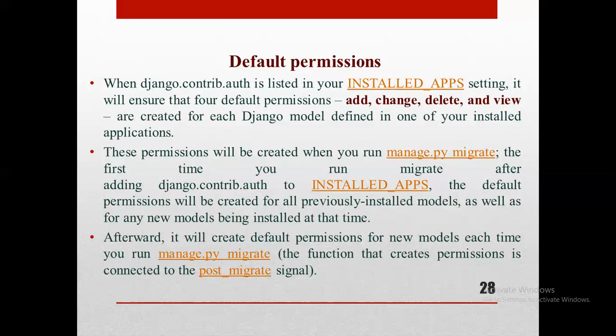Afterward, it will create default permissions for new models each time you run manage.py migrate. Whenever we run this command, it will set default permissions for new models that we are going to install. The function that creates permissions is connected to the post_migrate signal. So these are the default permissions.